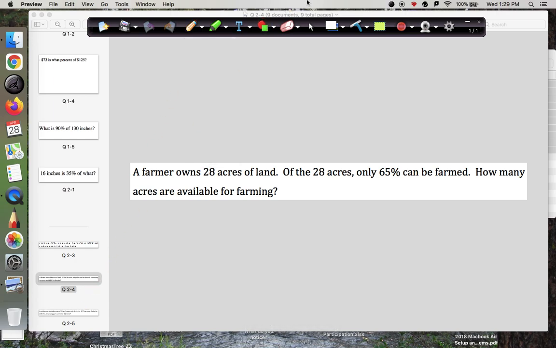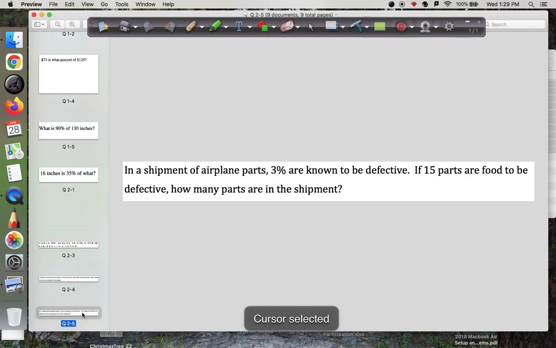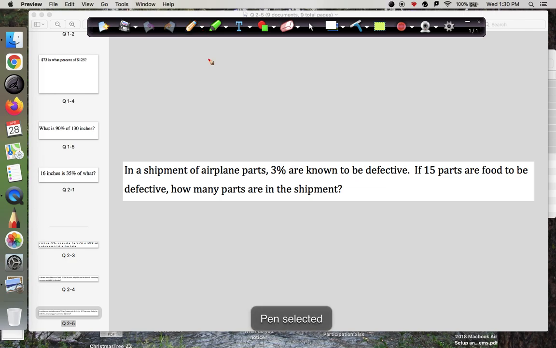All right. And we didn't do this one in class, but if you want to pause and try this one right now, actually we did in one of the classes. If you want to try this one right now and then hit play to check it, it's a good one. In a shipment of airplane parts, 3% are known to be defective. So we know it's going to be 3 out of 100. If 15 parts are found to be defective, there's a little typo there I didn't notice, how many parts are in the shipment?